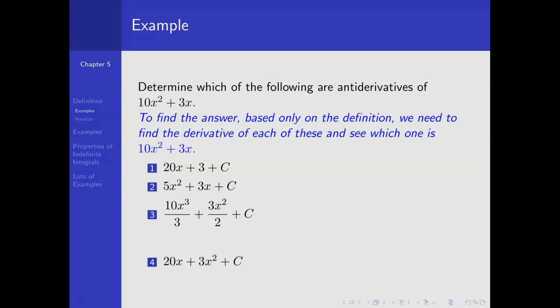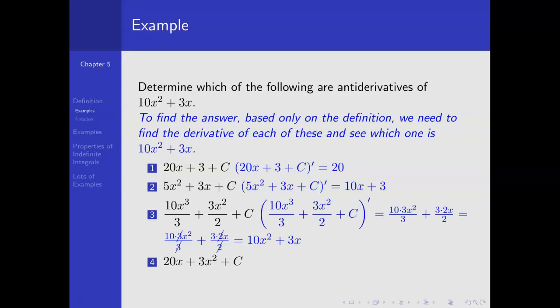Starting with 20x plus 3 plus c, the derivative of that will be 20, so that's not it. Moving on to 5x squared plus 3x plus c, the derivative of that will be 10x plus 3. Moving on to number 3, 10x cubed over 3 plus 3x squared over 2 plus c. When we take the derivative of that, we are going to get 10 times 3x squared over 3 plus 3 times 2x over 2, using constant multiple rules for derivatives there.